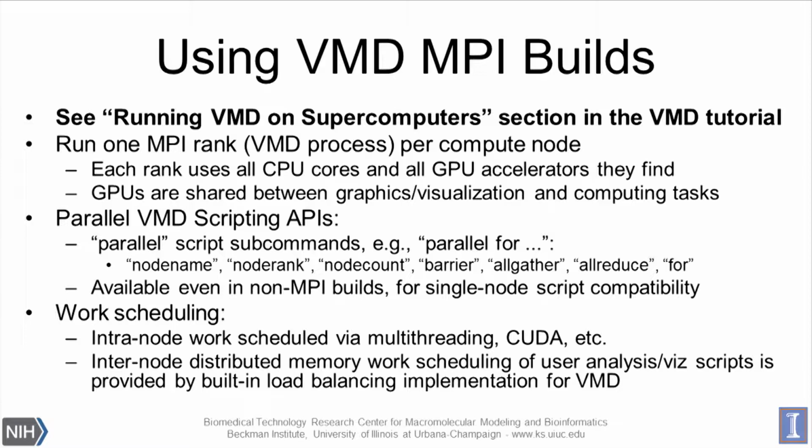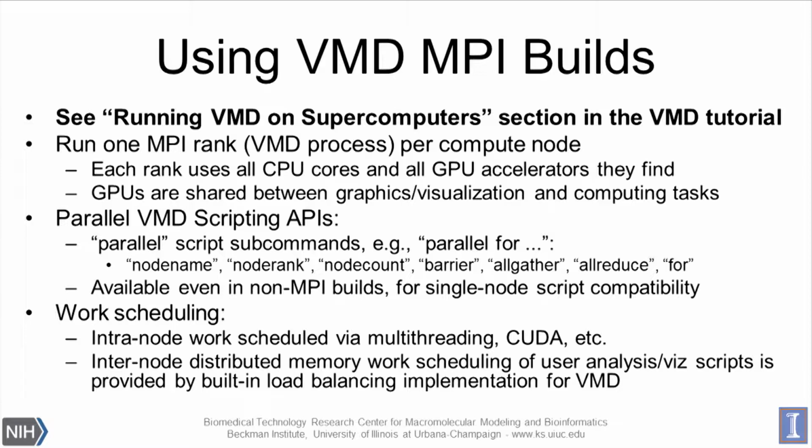But basically what VMD does when it's run on a supercomputer, the way I would normally recommend it is to run 1 MPI rank per node. That gives VMD the maximum amount of hardware per instance, so the largest amount of memory, the largest number of CPU cores, GPUs, etc. Within one node, VMD is heavily multi-threaded. It understands how to manage all the GPUs and CPU cores, and it will automatically figure out what's there and use it to do all the computing and visualization tasks that you ask it to do. So that's something that you don't need to worry about as a user.